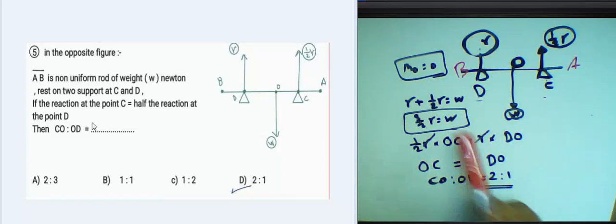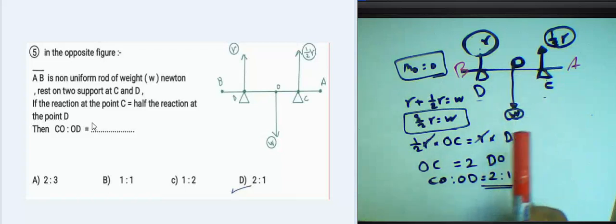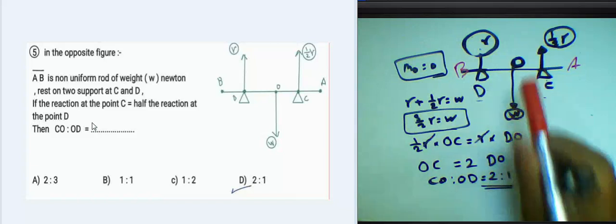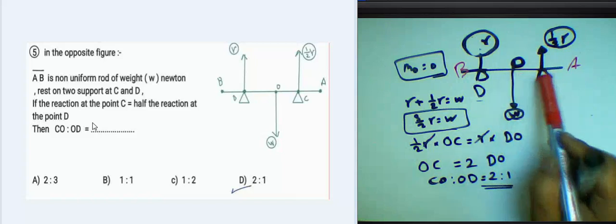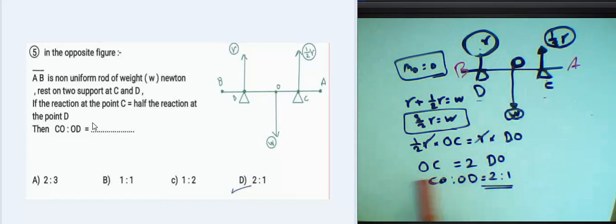And then the moment about the point O equals zero, because the sum of moments of all forces about any point equals zero. We must know this rule because the rod is in equilibrium. We choose this point and write the moment about it equals zero, then half R times OC equals R times DO. We can simplify it, cancel R by R, and write the ratio between CO and OD, it will be 2 and 1.